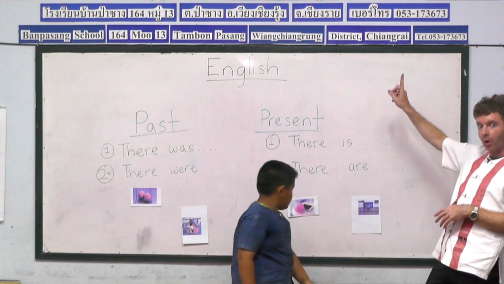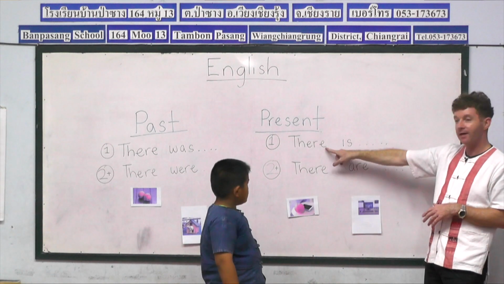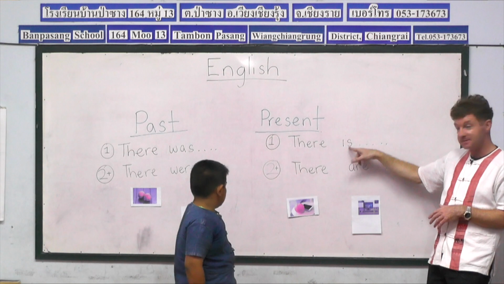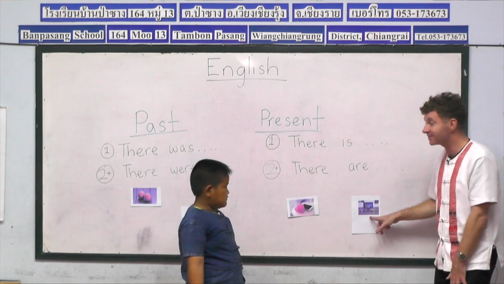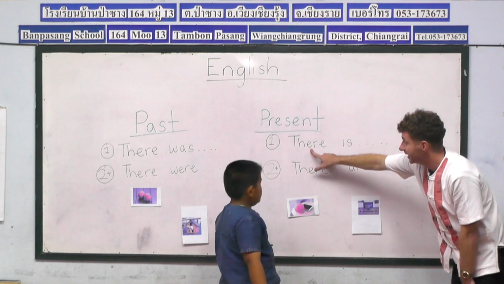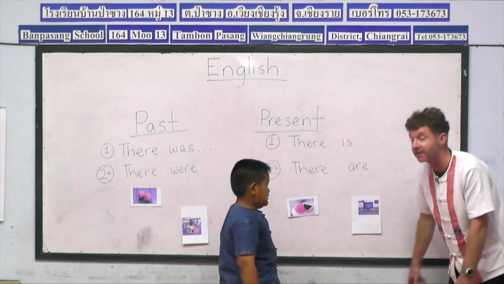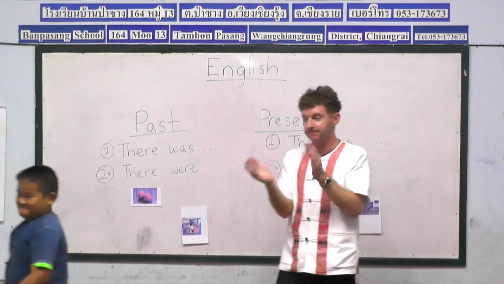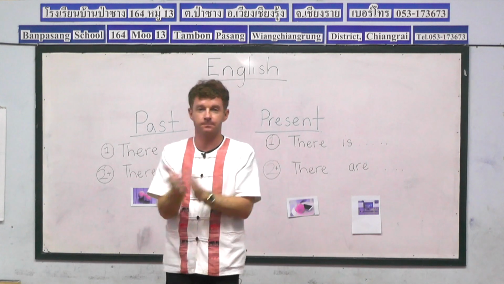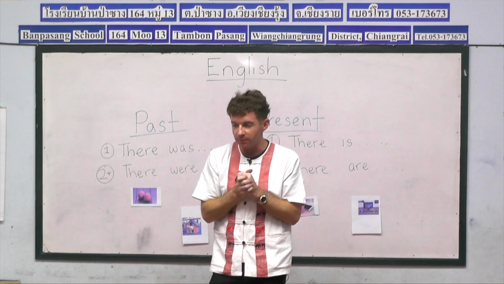So, one object, present tense. There is one computer. Excellent. All together, Net. There is one computer. Perfect. High five. Big round of applause for Net. Okay, next flashcards. Who hasn't been yet?